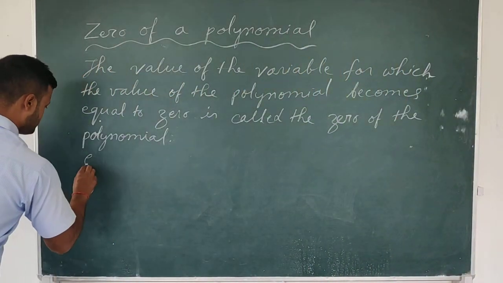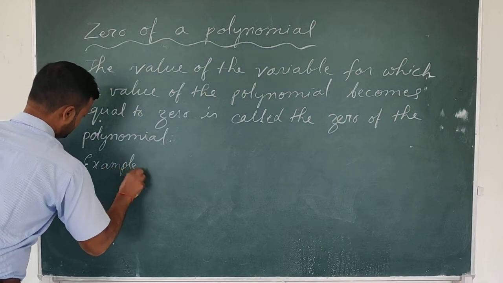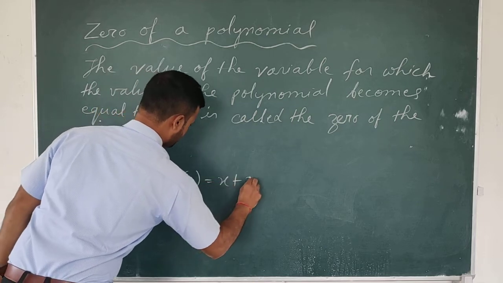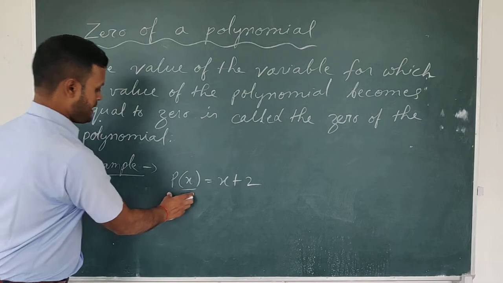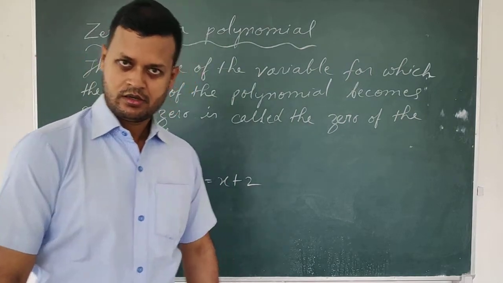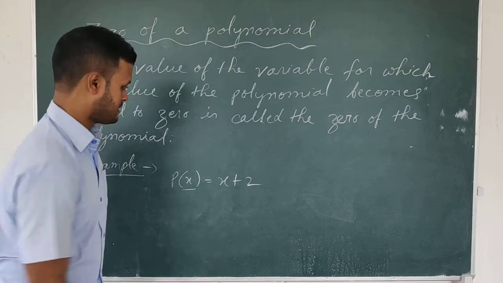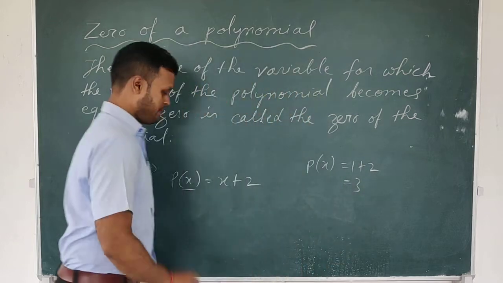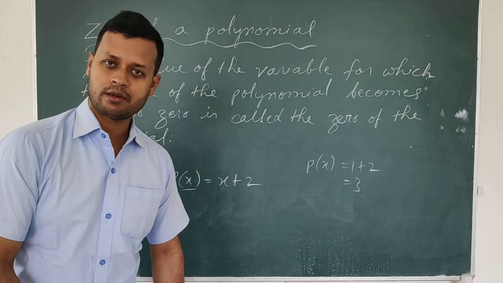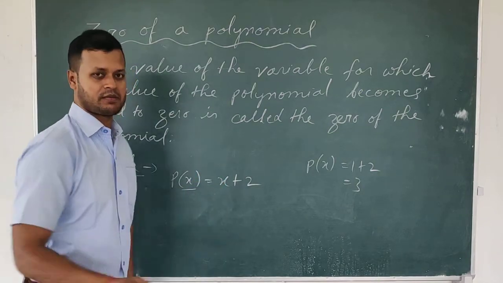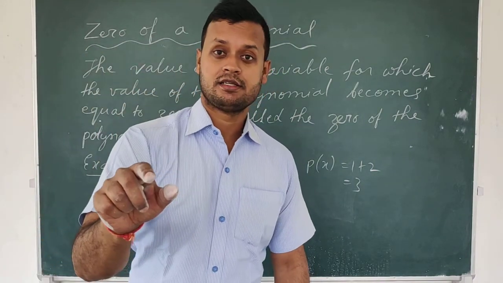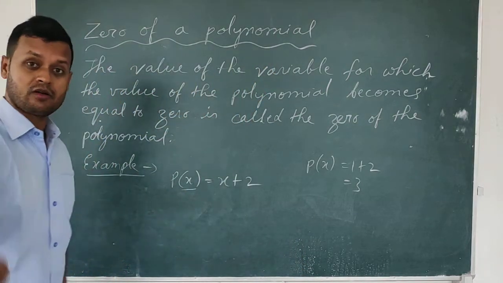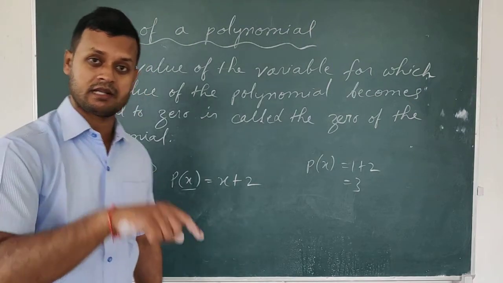For example, suppose we have a polynomial p(x) is equal to x plus 2. We write p(x) because the value of p(x) is dependent on the value of x. If you put 1 in place of x, then p(x) will be 1 plus 2, which is 3. p(x) is just like y, one more variable only. p(x) is a function of x, that means p(x) is dependent on x. Whatever value you give for x, you will get a value of p(x).